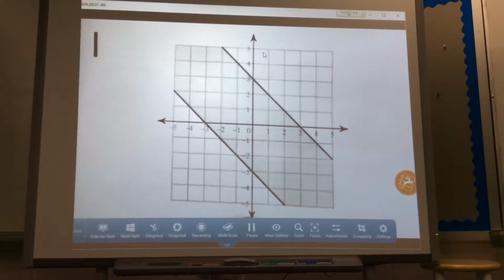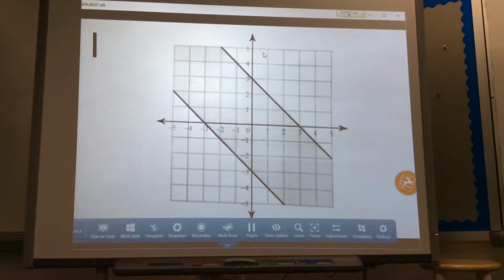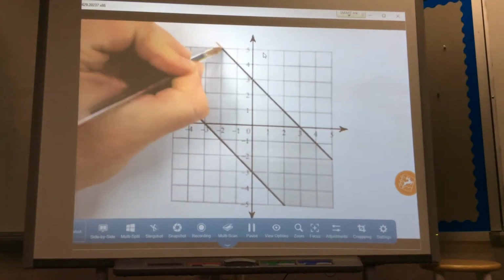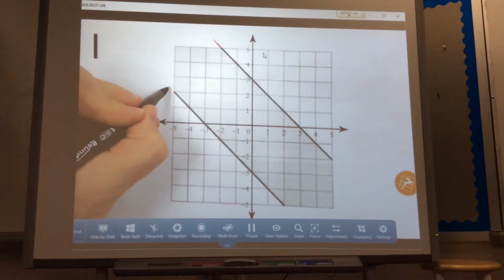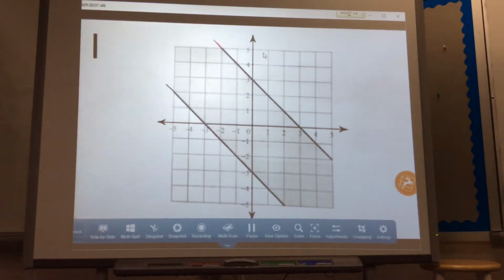Warm-up time. We have this question on the board where you're given a graph and you have to formulate the inequalities based on the graphs that you see. Right here I see two different graphs. The red equation is going to be with this graph right here, and the black equation written on this paper will be this inequality down here.